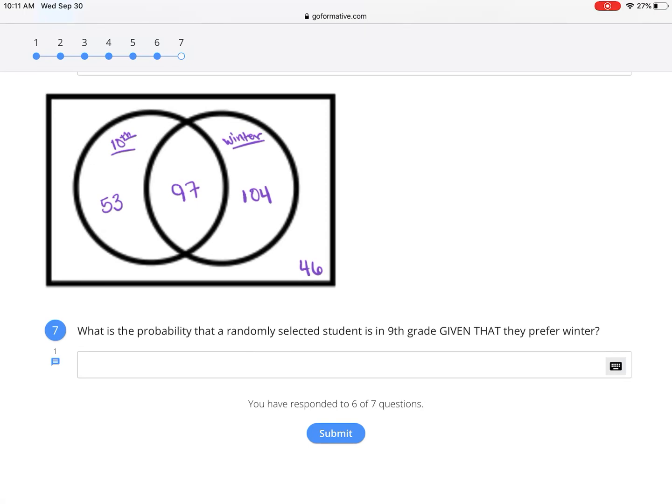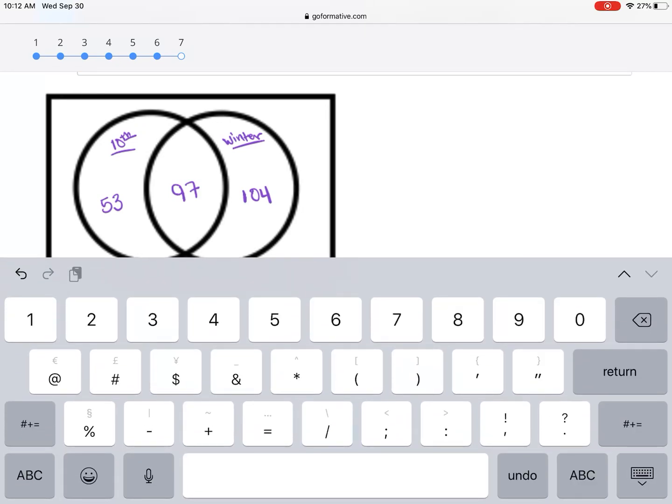And then 9th grade prefers winter. How many 9th graders preferred winter? Well, the 97 is in the 10th grade circle. So the 104, that's got to be 9th graders, because if it's not in the 10th grade circle, they're 9th graders. So it's going to be 104 out of 201 for this last problem there, okay?